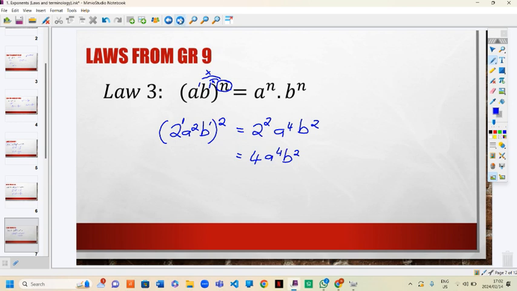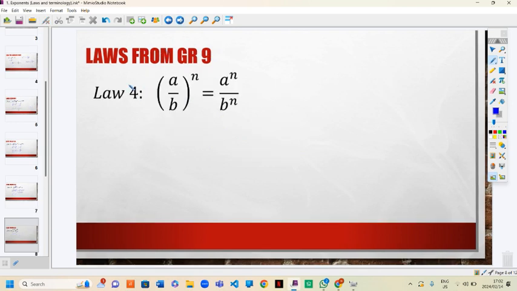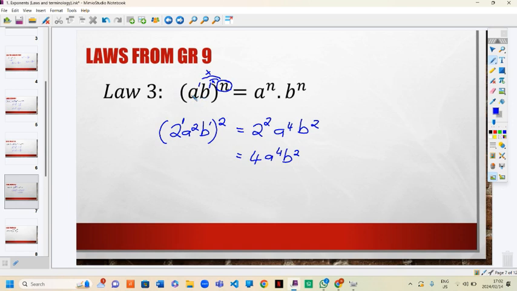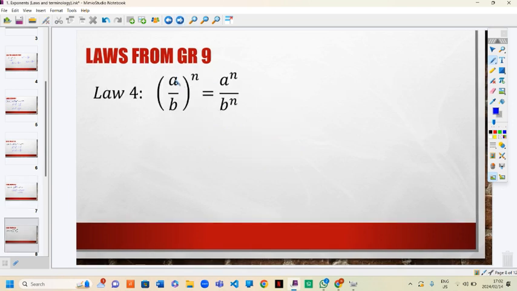Nice and easy. And the last law for today. Can you see that this is basically exactly the same as this one here? Here we're multiplying a and b. Here we're dividing a and b. So it's nothing different. We've got an n outside here, and we're going to multiply with the exponents again. So this exponent outside is going to multiply with the exponents again. So we've got a to the power of 1 multiplied by n, which is a to the power of n, and b to the power of 1 times n, which is b to the power of n.